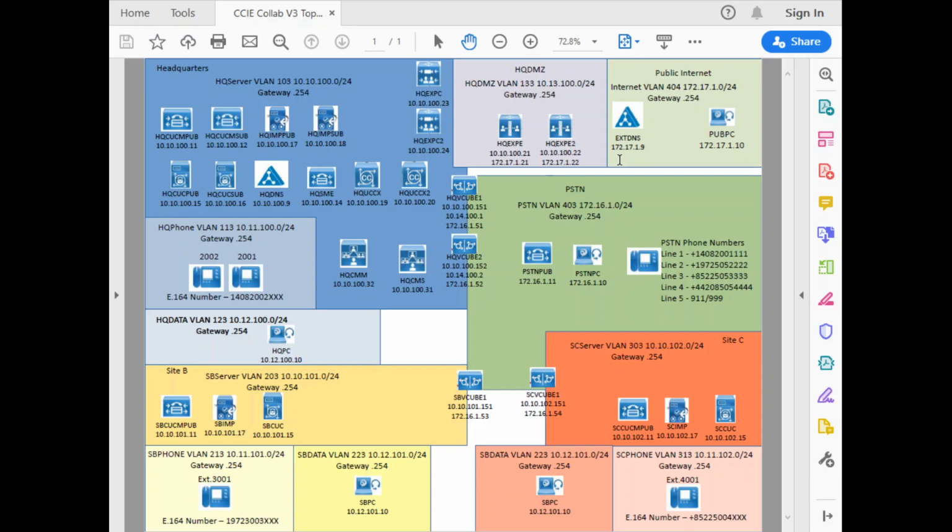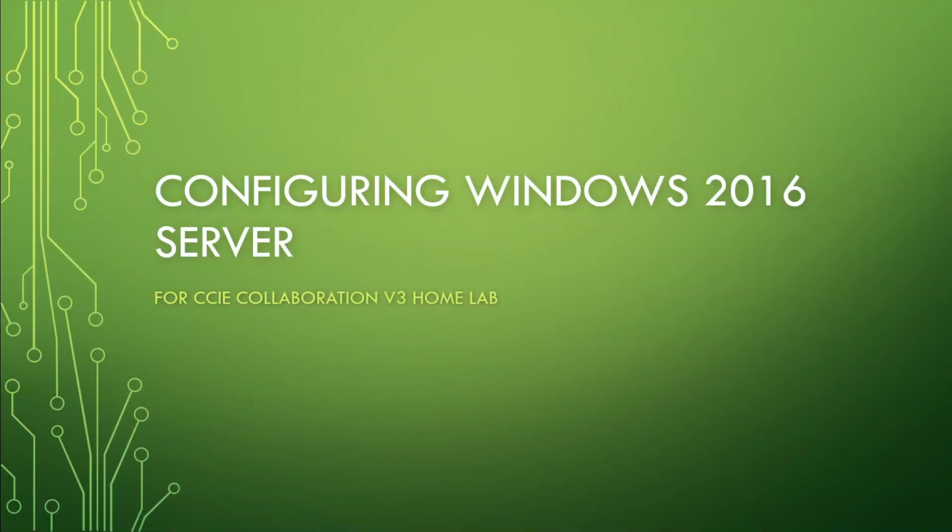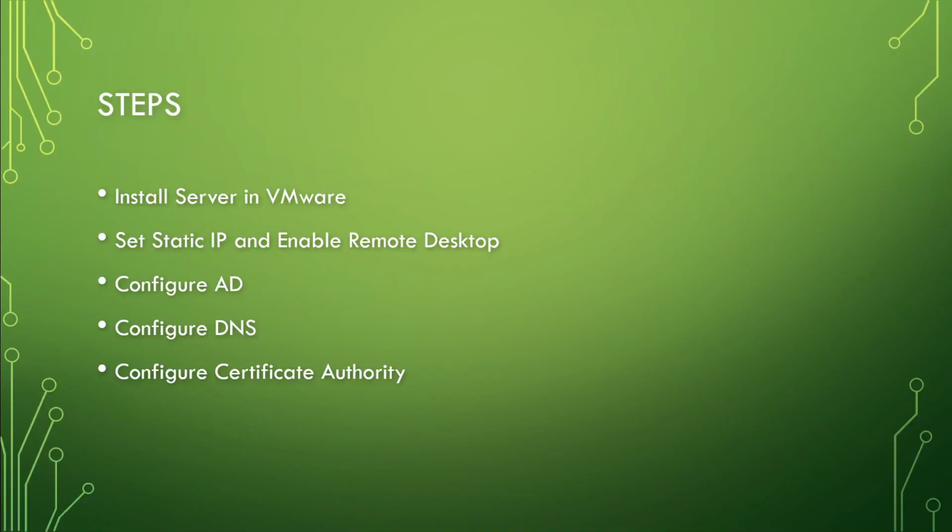If you follow the steps for doing the HQ, the same thing will happen for the external, except there we're not going to need AD. We'll just need the DNS and the certificate authority on the external side. So what we're going to look at today is putting together our 2016 server.